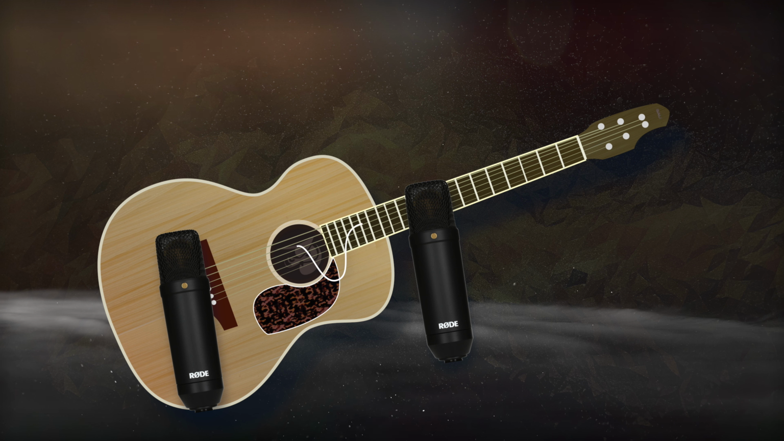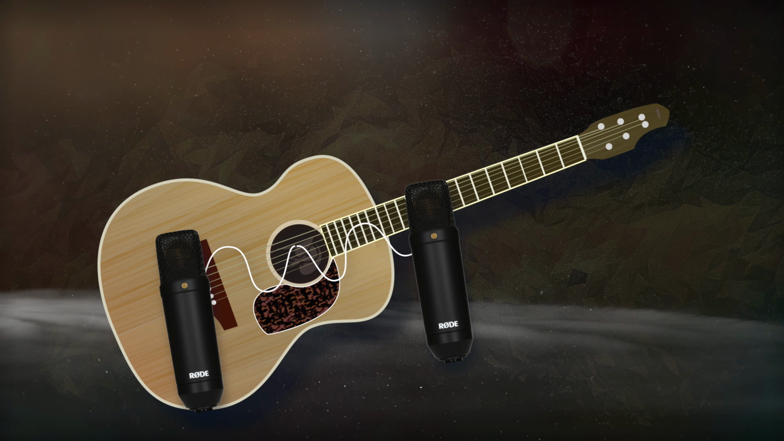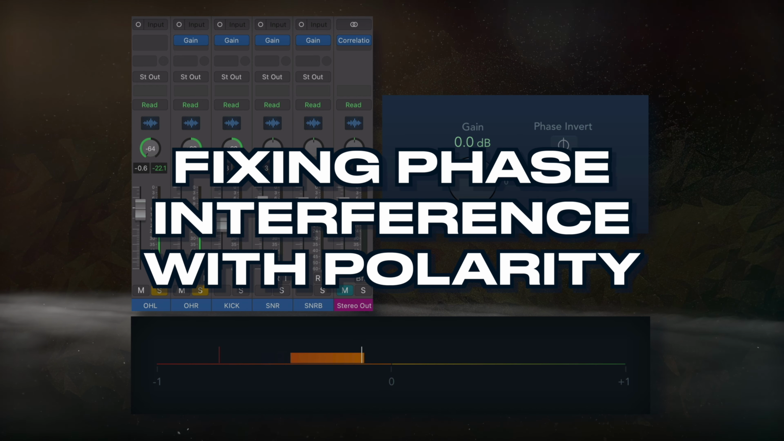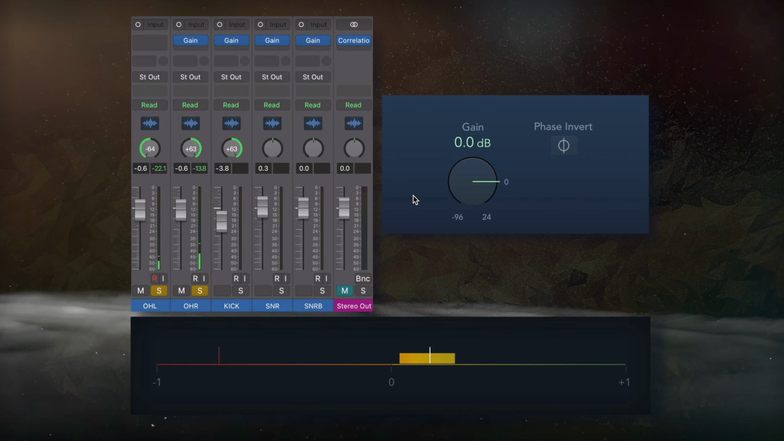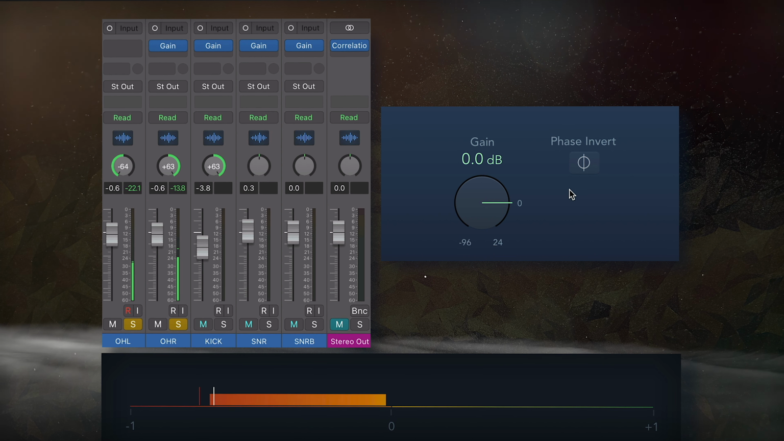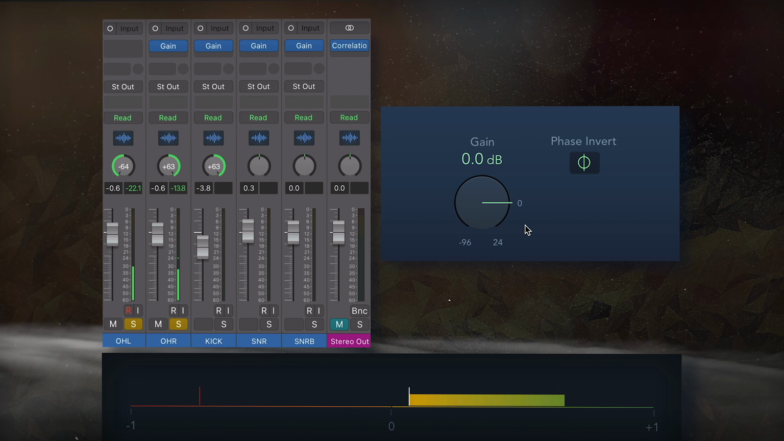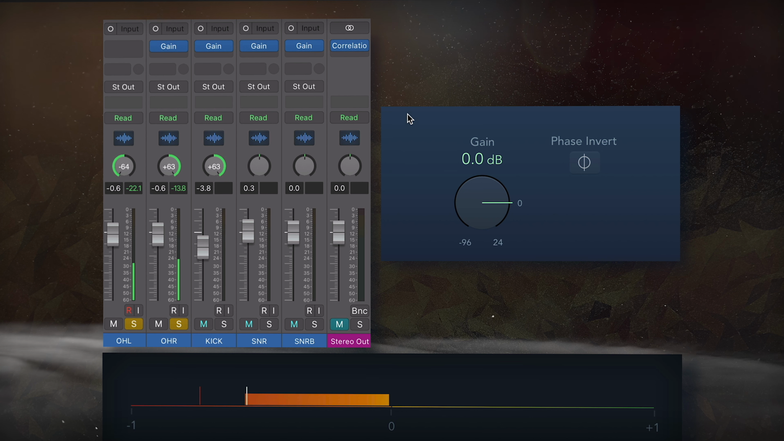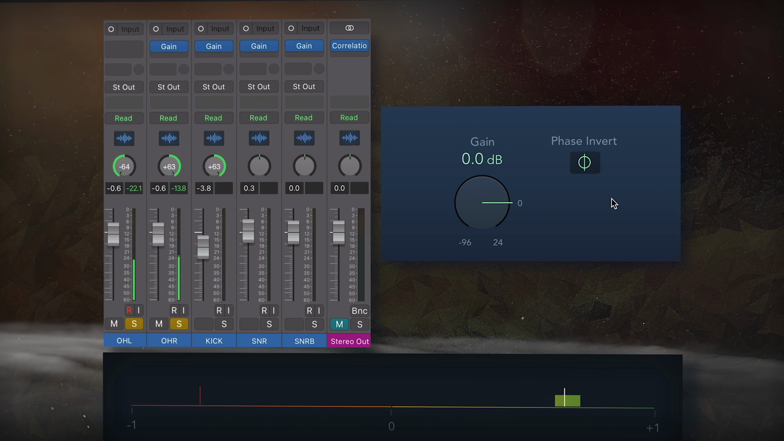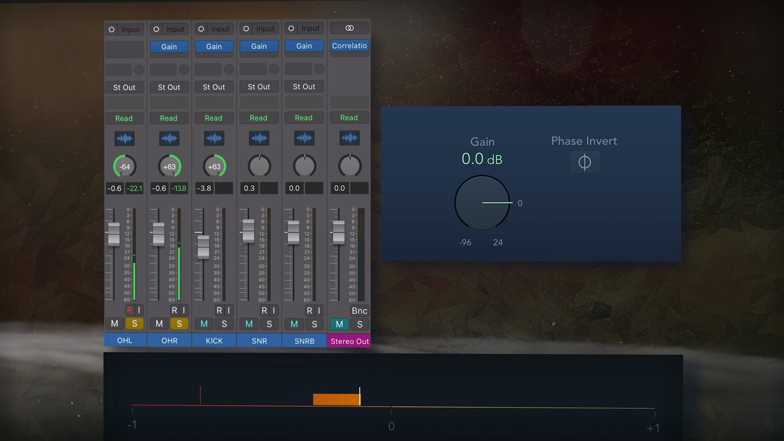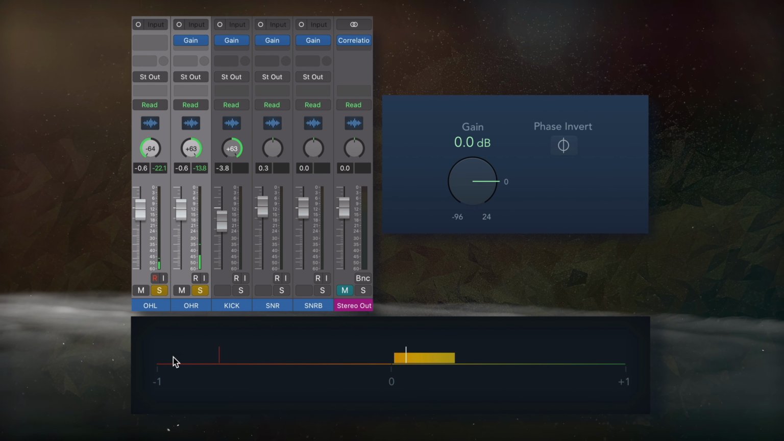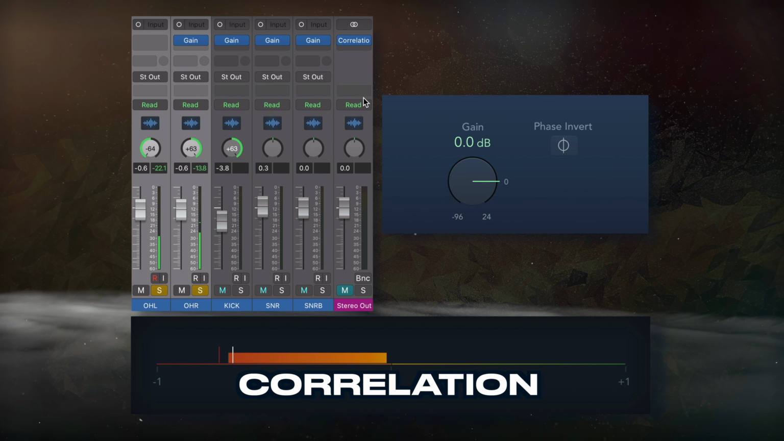With these ideas covered, let's take a more practical approach and discuss how to fix these issues when we're mixing. So let's cover manually fixing phase interference with polarity. Now, as you might have noticed during the first chapter, I can use some utility plugins to affect the polarity of the signal. In Logic Pro, the Gain Utility plugin offers phase inversion, but many other DAWs include similar stock plugins. Another plugin I'm going to use is a correlation meter, which I'll place on the stereo output.